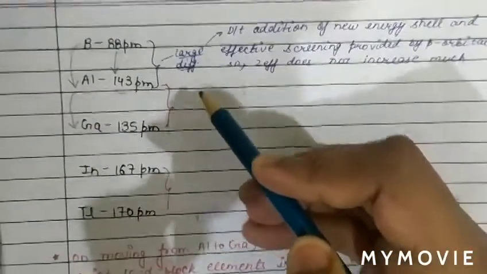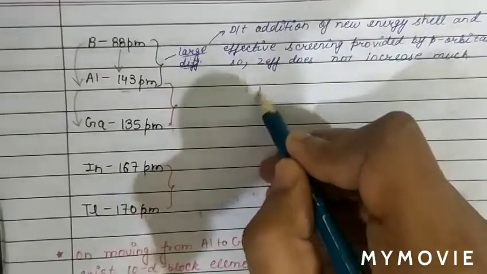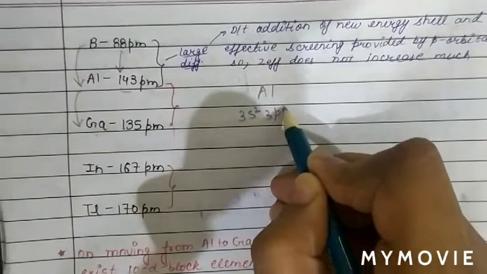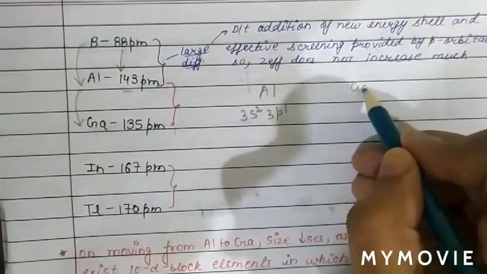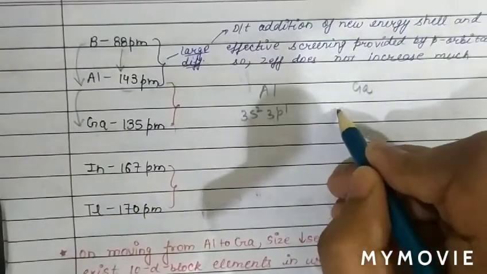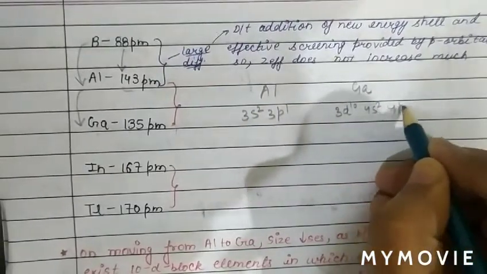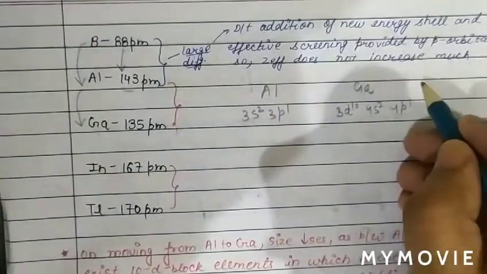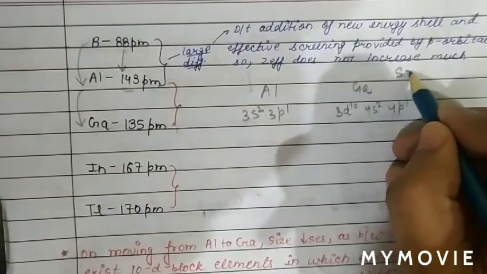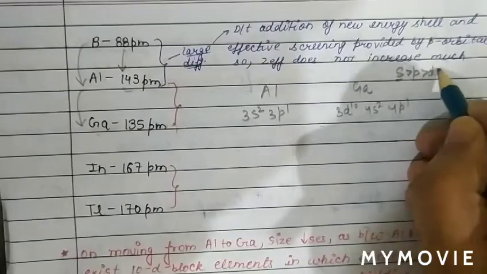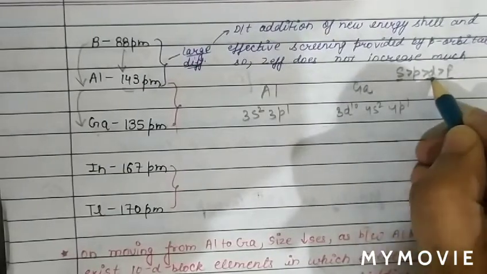As we know, the valence shell configuration of aluminium is 3s2 3p1, while in the case of gallium the electronic configuration is 3d10 4s2 4p1. And we know the order of screening effect or shielding effect is: s has effective shielding and there is poor shielding in the case of f and d orbitals.